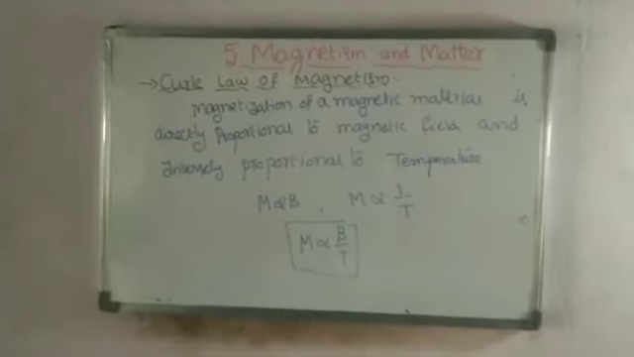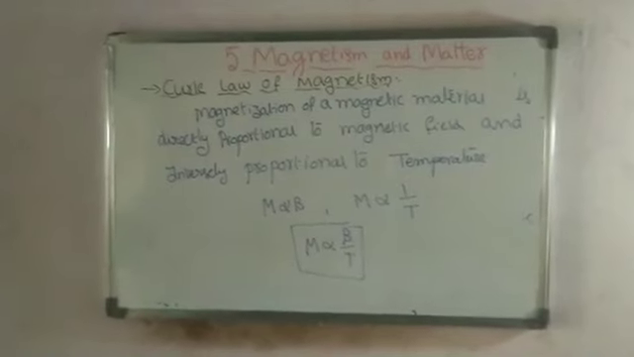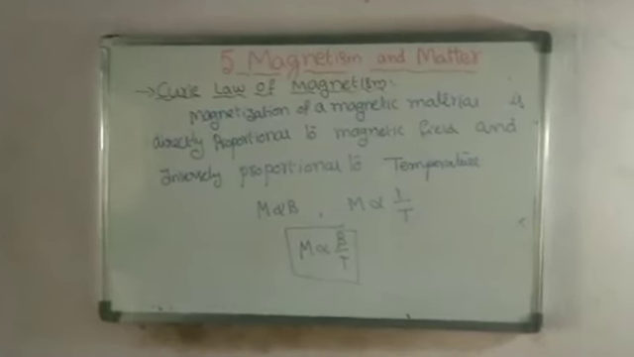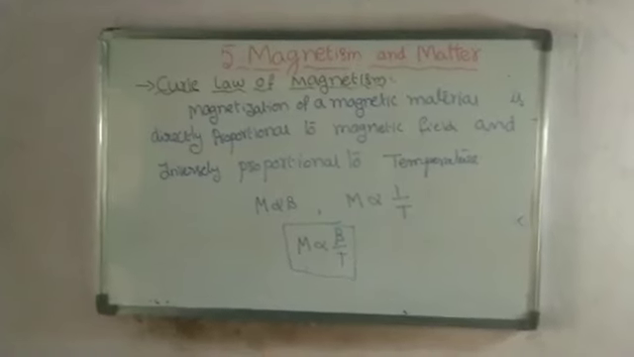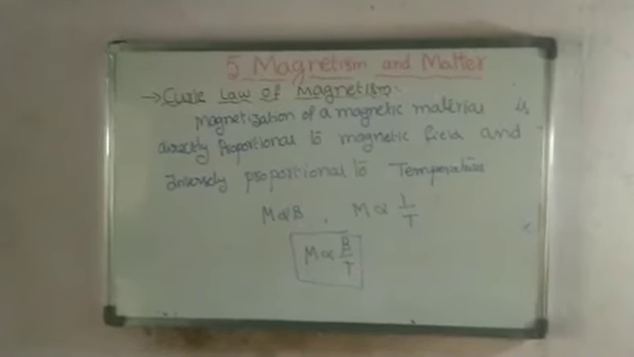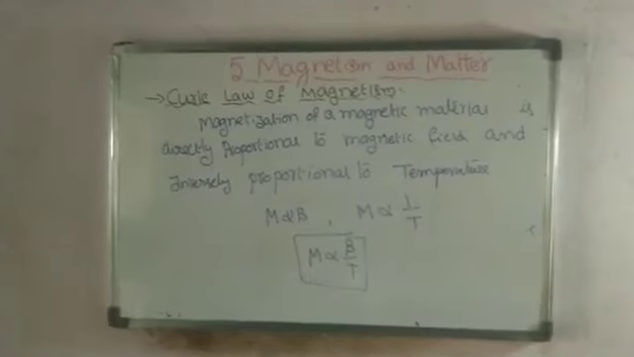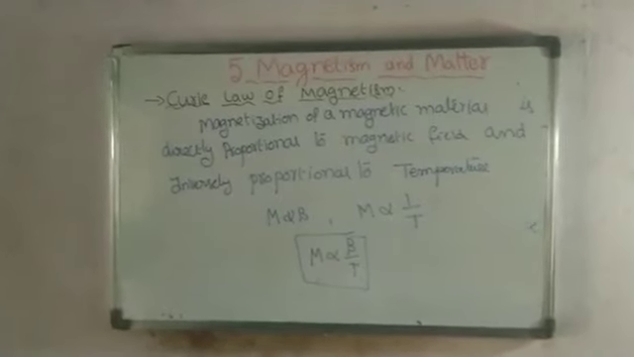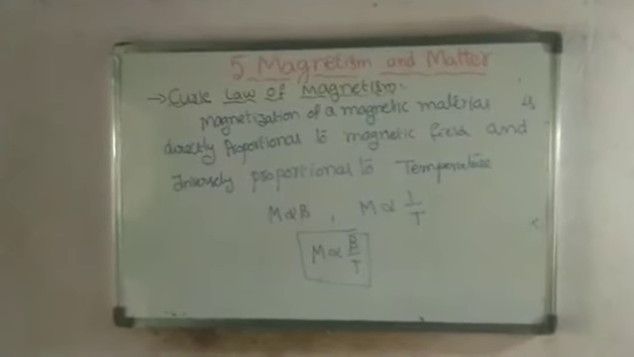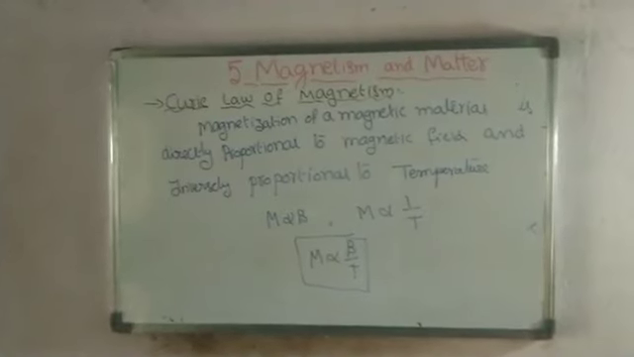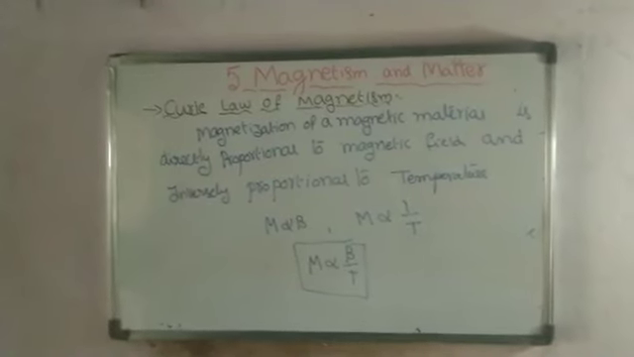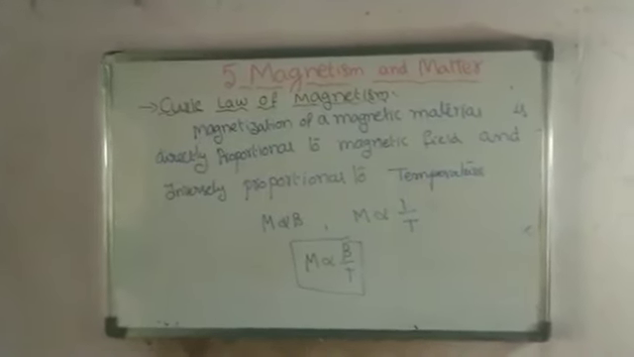What is Curie's law? Curie's law is the magnetization of a magnetic material is directly proportional to the magnetic field B and inversely proportional to the temperature. So from that what do we write? The magnetization M is directly proportional to B by T. What is the meaning of that? If the magnetic field is more, then magnetization is more. But if temperature increases, what happens? Magnetization decreases. Okay, that temperature can be called the Curie temperature. So here we are going to define the Curie temperature now.